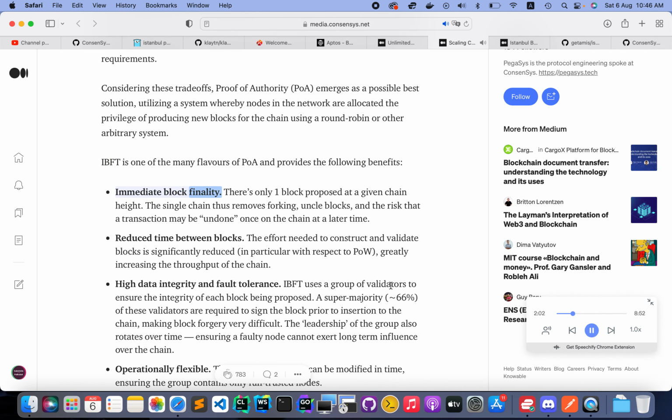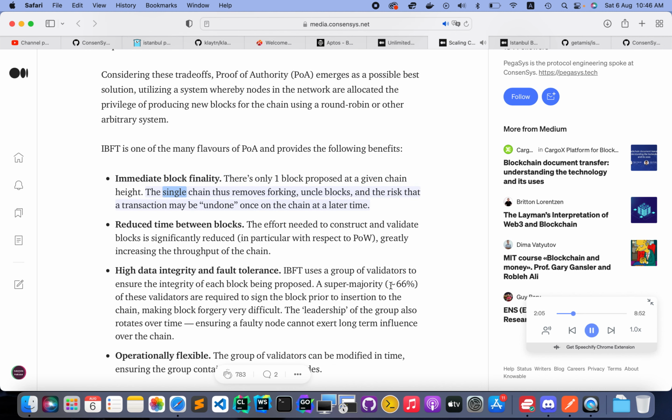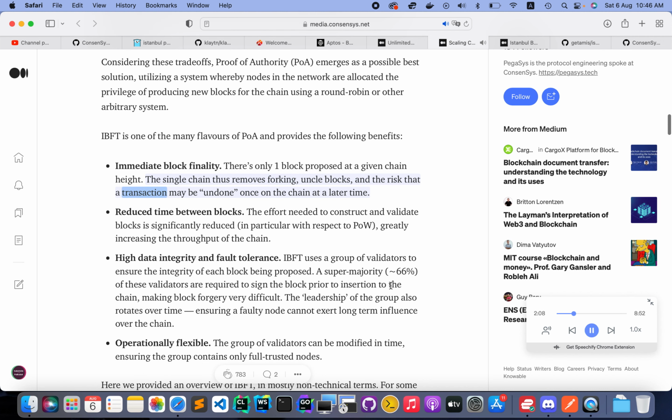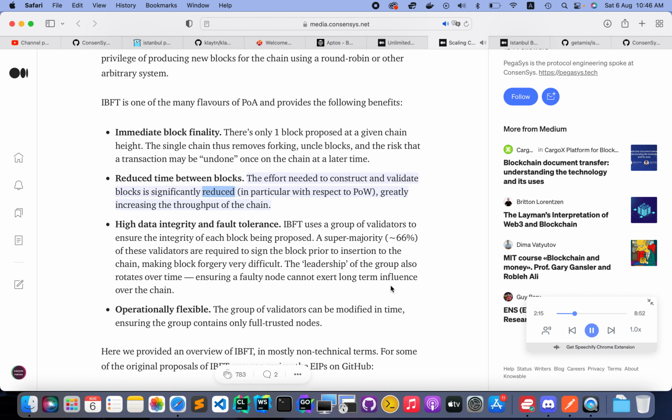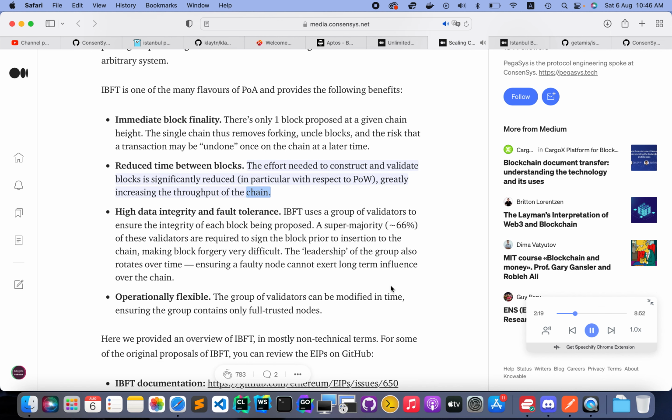Immediate block finality. There's only one block proposed at a given chain height. The single chain thus removes forking, uncle blocks, and the risk that a transaction may be undone once on the chain at a later time. Reduced time between blocks. The effort needed to construct and validate blocks is significantly reduced, in particular with respect to POW, greatly increasing the throughput of the chain.